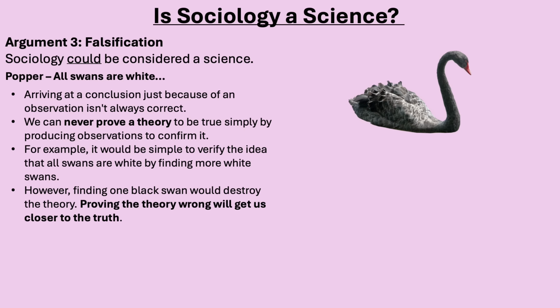So, for example, it'd be simple to verify the idea that all swans are white by finding more swans. So, if you go to a pond and go, yeah, I see 8 white swans, therefore all swans are white. But then you go back to the pond the next day and you find one black swan, and that can destroy the whole theory. Proving that theory wrong will get us close to the truth. So you can go, well, actually, I've seen a black swan, so that one black swan disproves the whole theory.